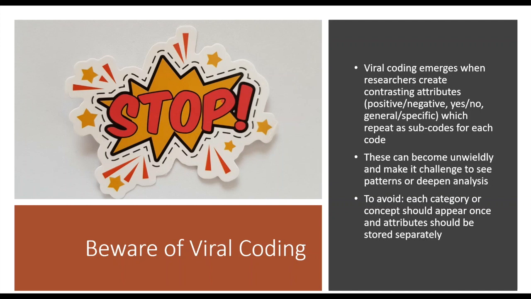For example, you might have multiple codes which all have subcodes of positive and negative, or you might have multiple codes which all have subcodes for all of the participants. This can quickly become cumbersome and unwieldy, making it difficult to navigate your data, and it also decreases the utility of your coding structure for running queries. To avoid a viral coding structure, make sure each category or concept appears only once in the coding structure.